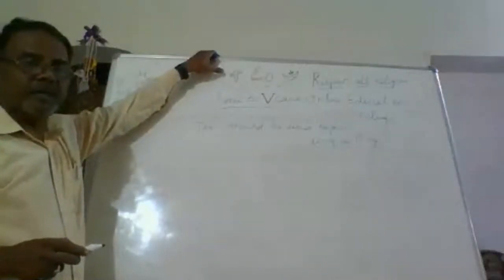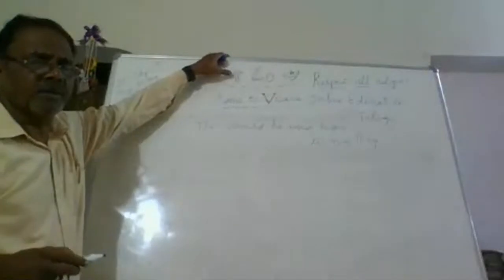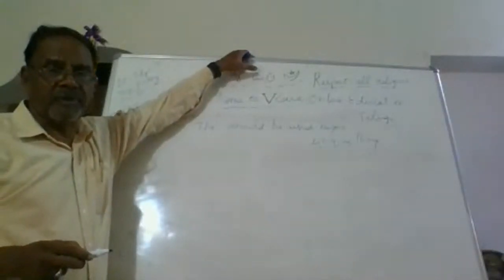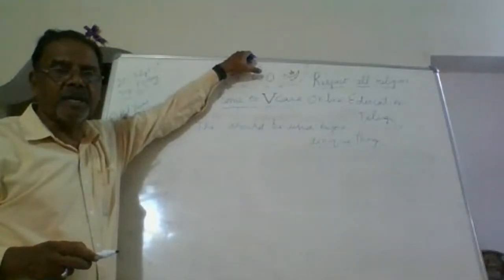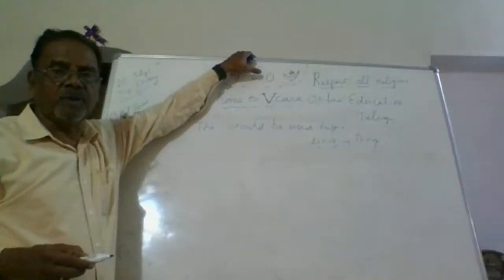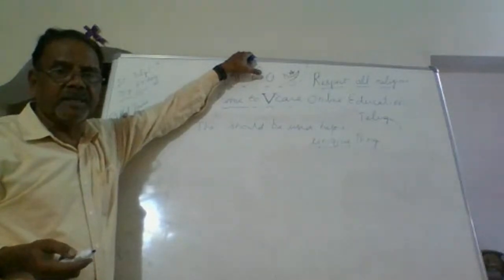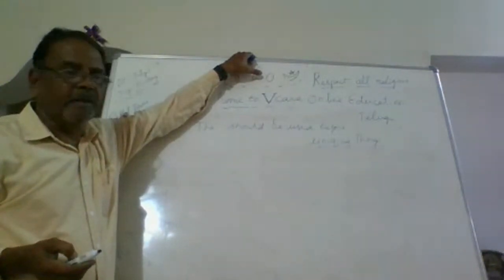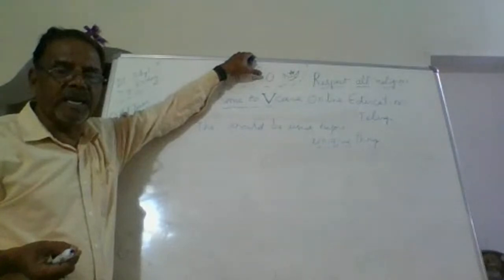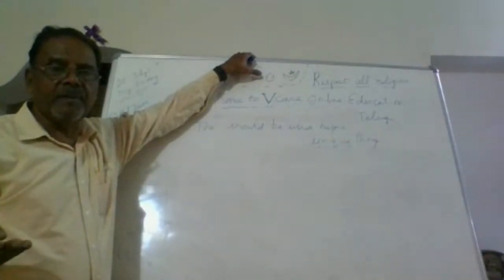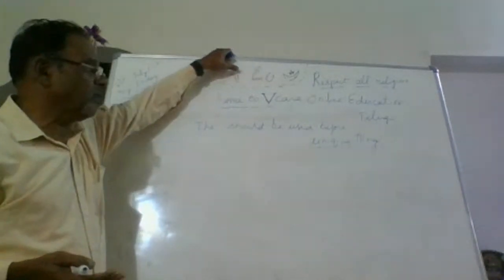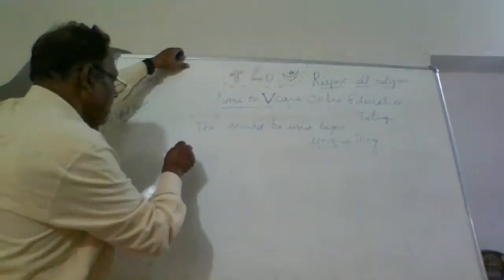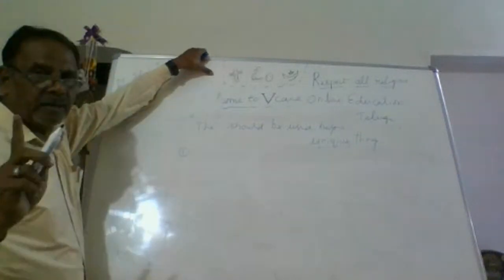Unique. Spellings and pronunciations are very, very important in the English language. If you wrongly pronounce, it will give a different meaning. Spellings also: if you miss any letter, it will not give a meaning or it will give a different meaning. Okay, so which are the unique things? The unique things are those of which there is only one.